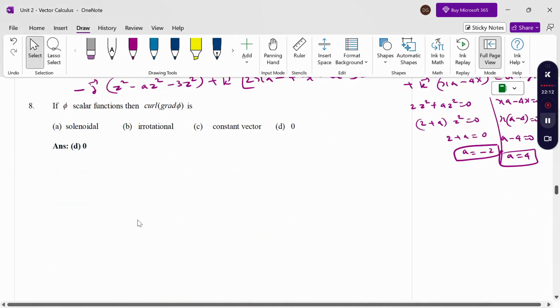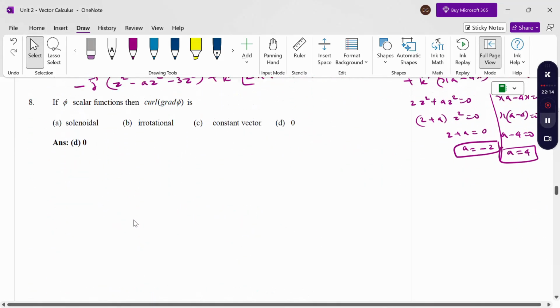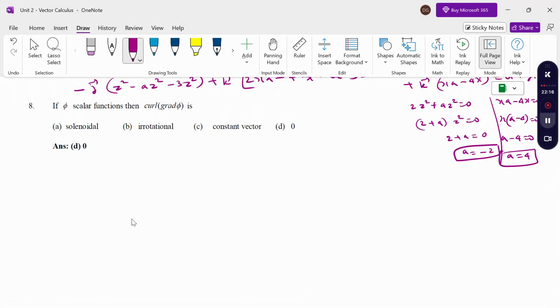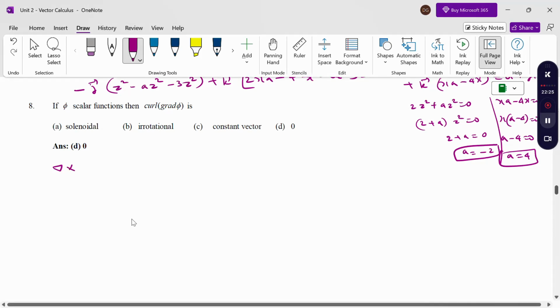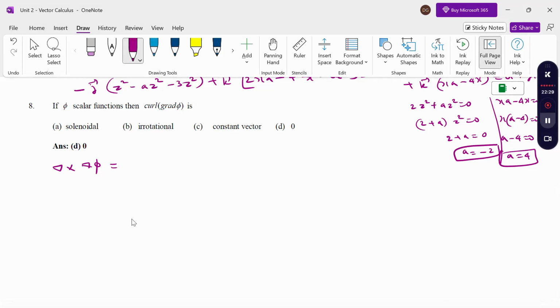Then next problem: if pi is a scalar function, then curl gradient pi is? So gradient pi, curl is nothing but del cross del pi. So del cross del pi value is 0. It's a property. Suppose you want to show how to solve this.